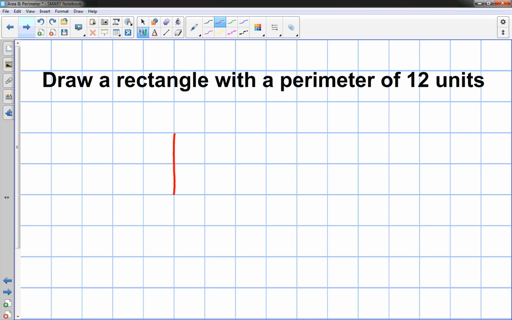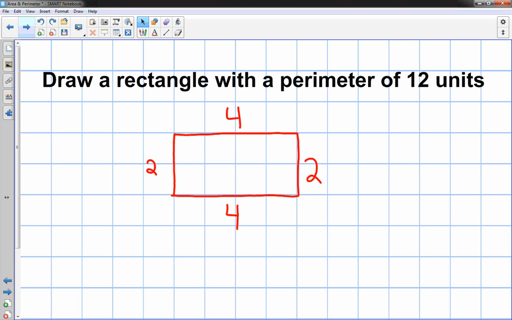I think I'll do, this is 2. And if the other side's 2, then I have 8 units left to work with. So I believe I need 4 on one side and 4 on the other side. Let's see if that works. That's 4, that's 2, and that's 4. 2 plus 4 is 6, and another 2 plus 4 is 6, and altogether that equals 12. So the perimeter is 12 units. Can you draw a different one? Let me know if you can. Bring it in and show me at school.